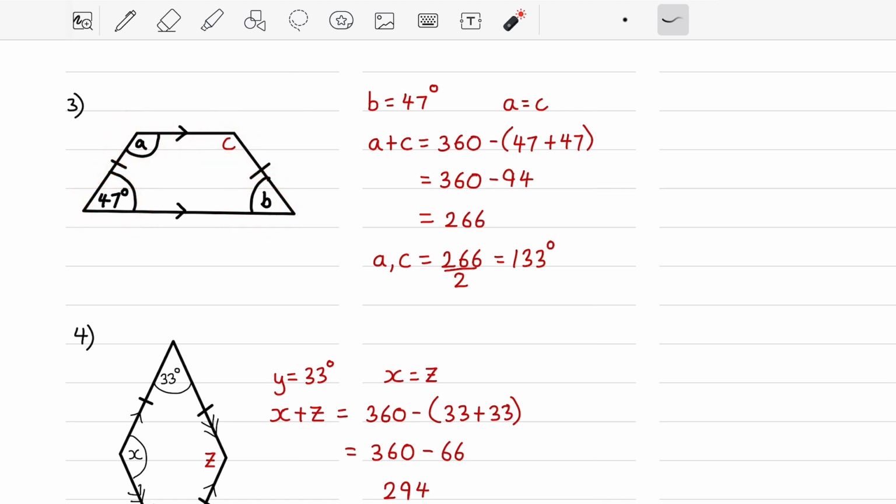Alright, so now that we know that, A plus C will be 360 take away 47 plus 47, which will give you 266. And since A and C are equal, then we can divide 266 by 2 to give you 133 degrees.